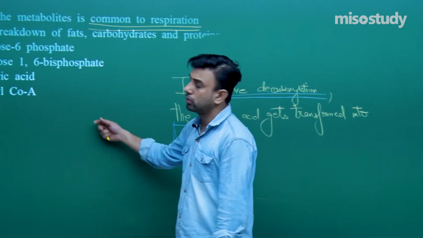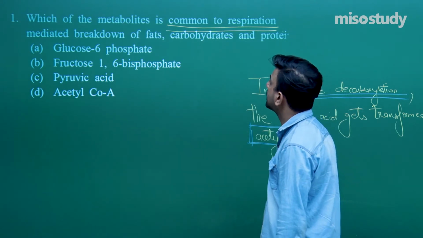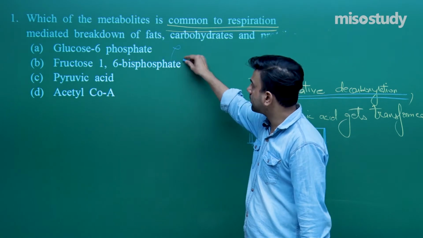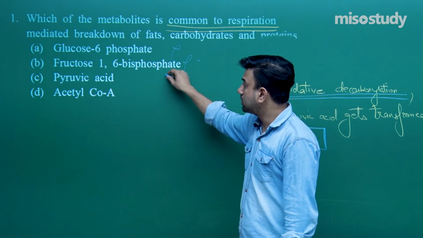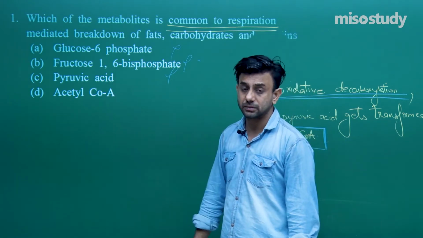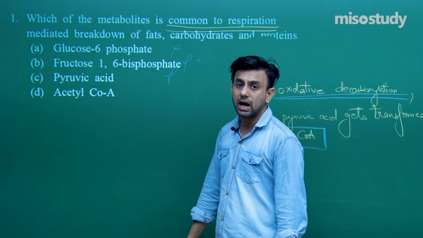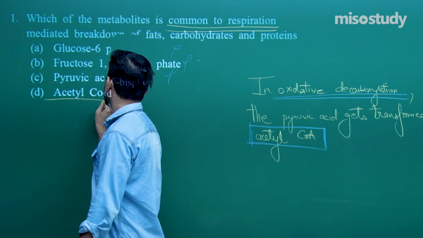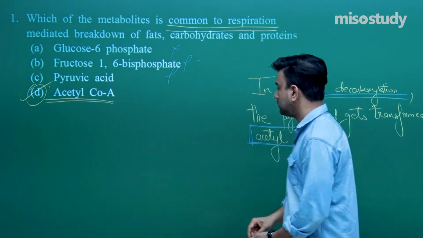So, let us now do the options. Which of the metabolites is common to respiration mediated breakdown of fats, carbohydrate and protein? Immediately, glucose 6-phosphate and fructose 1,6-biphosphate cannot be the answer. These are all intermediates of glycolysis, and even pyruvic acid is the end product of glycolysis. Then the pyruvic acid will move on to the fate of acetyl coenzyme A, and hence this will be the correct option.